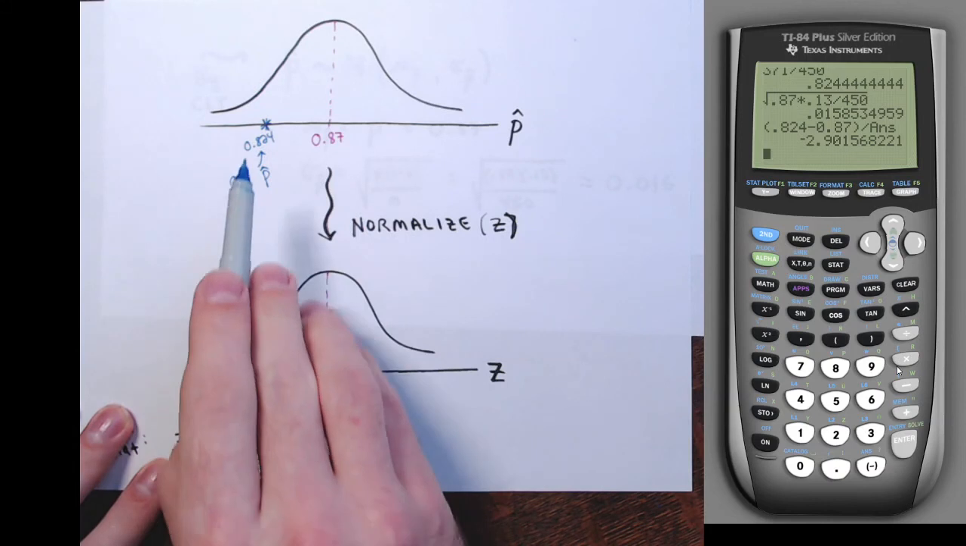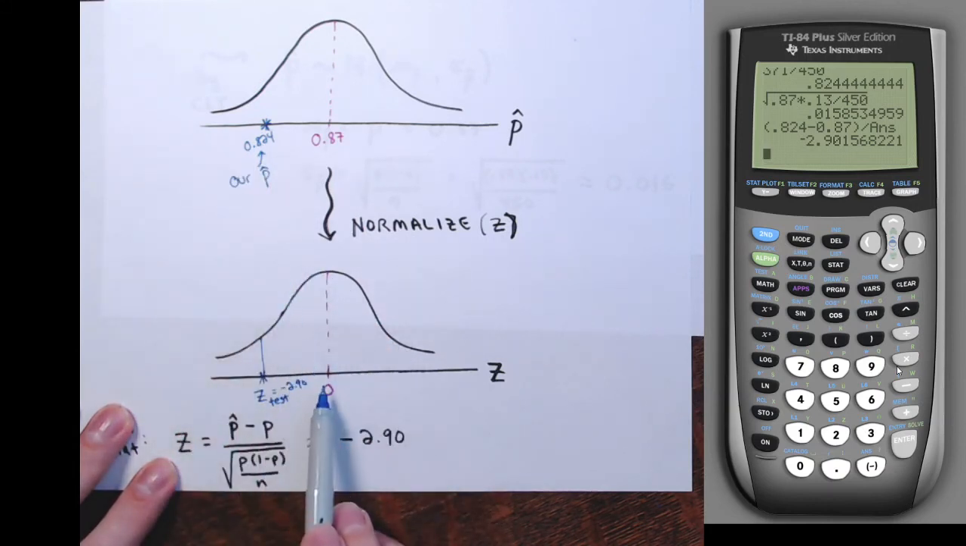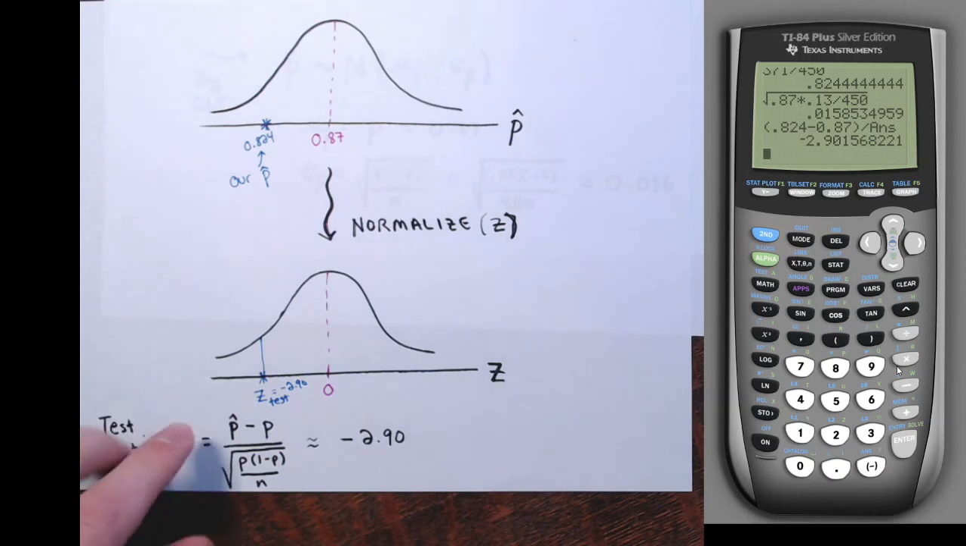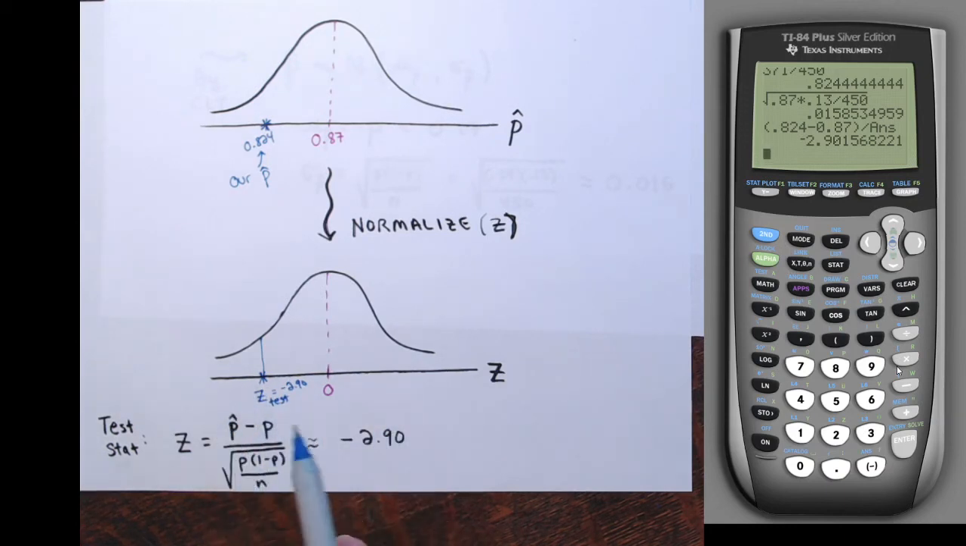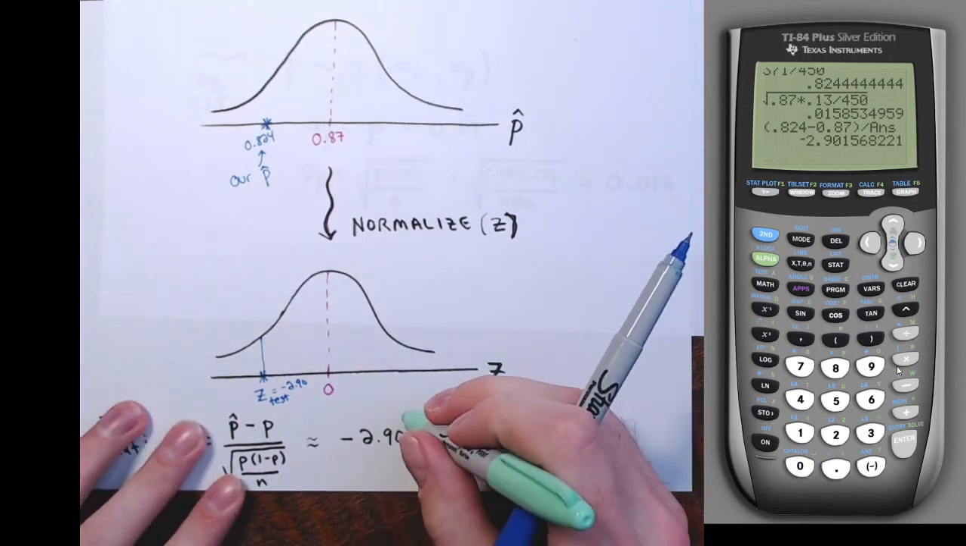That means that our sample proportion is 2.9 standard deviations below the assumed mean, below 0.87. And that's pretty far away. Remember, usually if you're more than 2 standard deviations away from the mean, you're pretty far away. Then we determine critical values or a p-value, and use those to determine whether or not we're going to reject the null hypothesis and then form a conclusion afterwards. But all we're asked for right now is the test statistic.